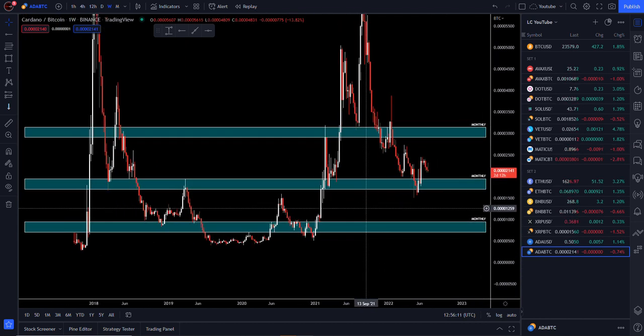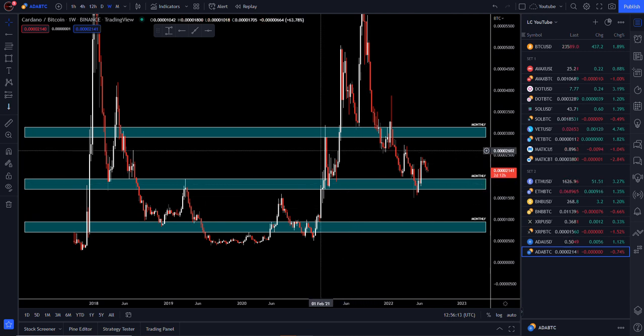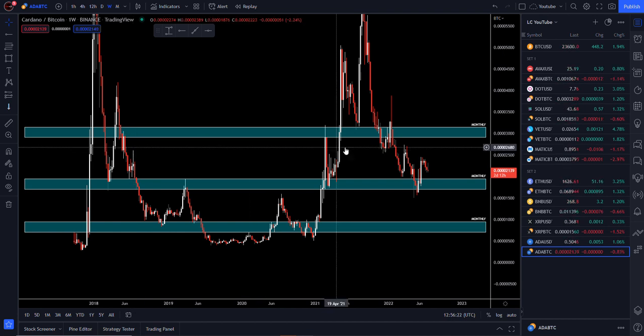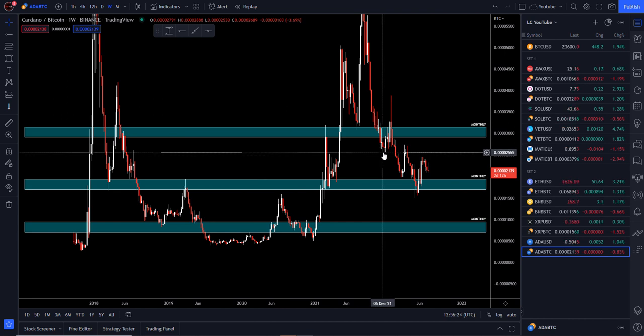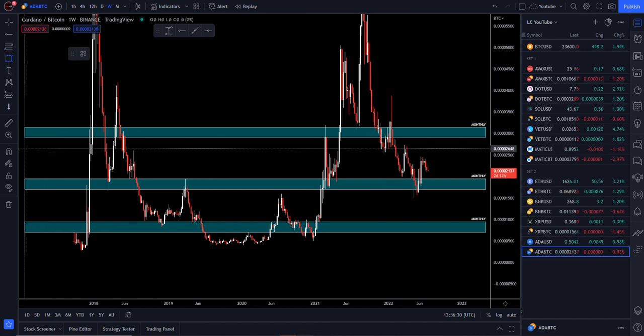Let's have a look. Immediately my eyes are drawn to this wick here from the 16th of July 2018, which, if you follow the line along, lines up with these candle wicks of December 2021 and also March 2022. So let's go ahead and draw that.